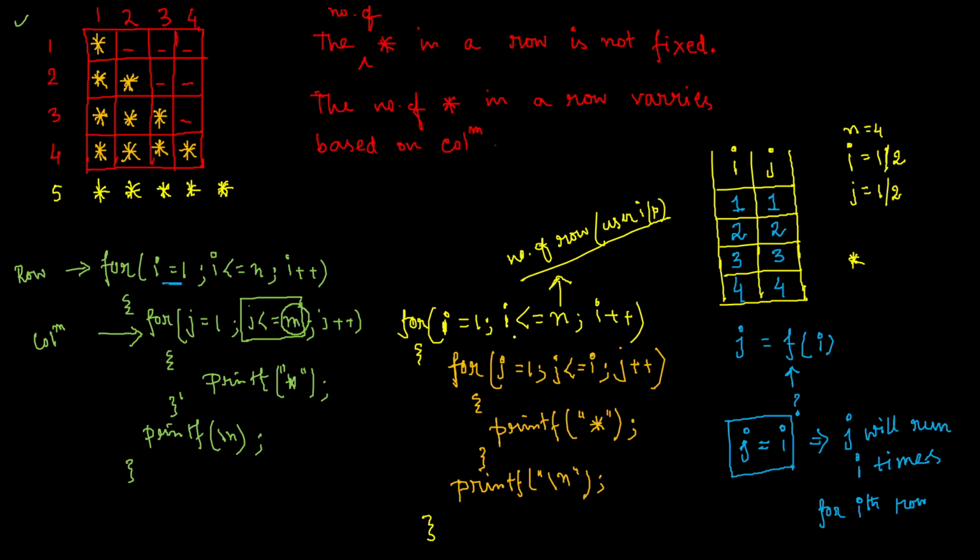And it will be checked. 2 lesser than equal to n, where n equal to 4. So 2 lesser than equal to 4. Yes, correct, true. So again it will enter the for loop of j. And j will start from 1 again. Now here the condition is j less than equal to i, where i is representing 2. That means 1 less than equal to 2. Correct? Print star. Here a star is printed.